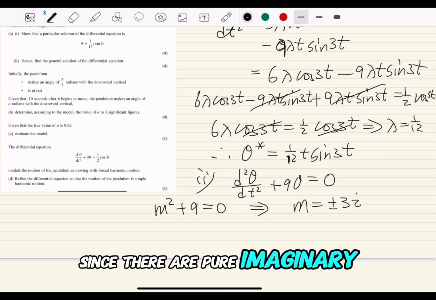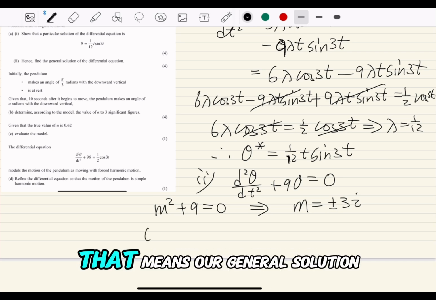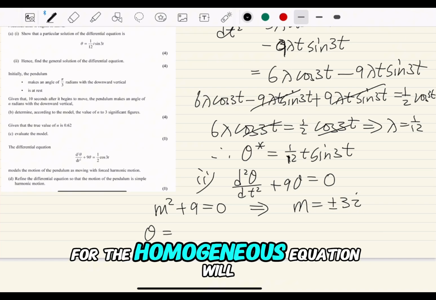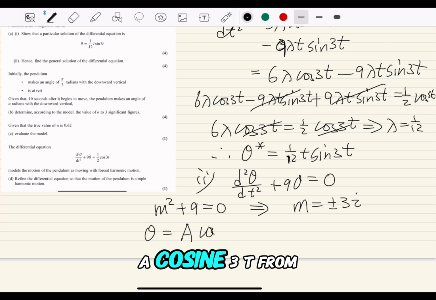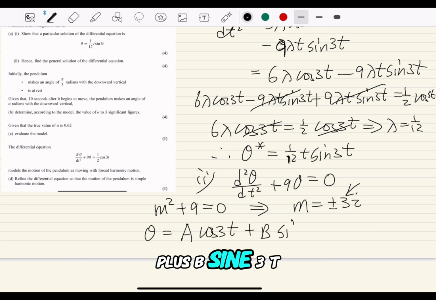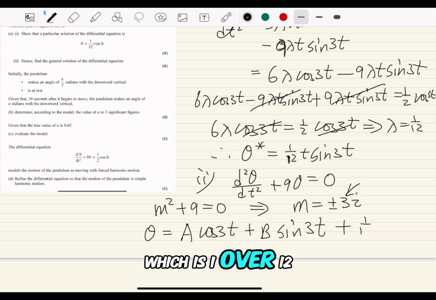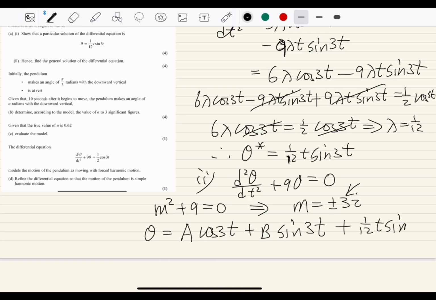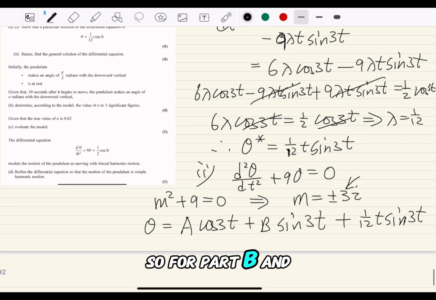Since the roots are purely imaginary, the exponential part in the general solution disappears. That means our general solution for the homogeneous equation will be a cosine 3t, where the 3 comes from the imaginary part of the roots, plus b sine 3t. Then adding the particular solution, 1 over 12 t sine 3t, we have our general solution. So that is part A, part 2.